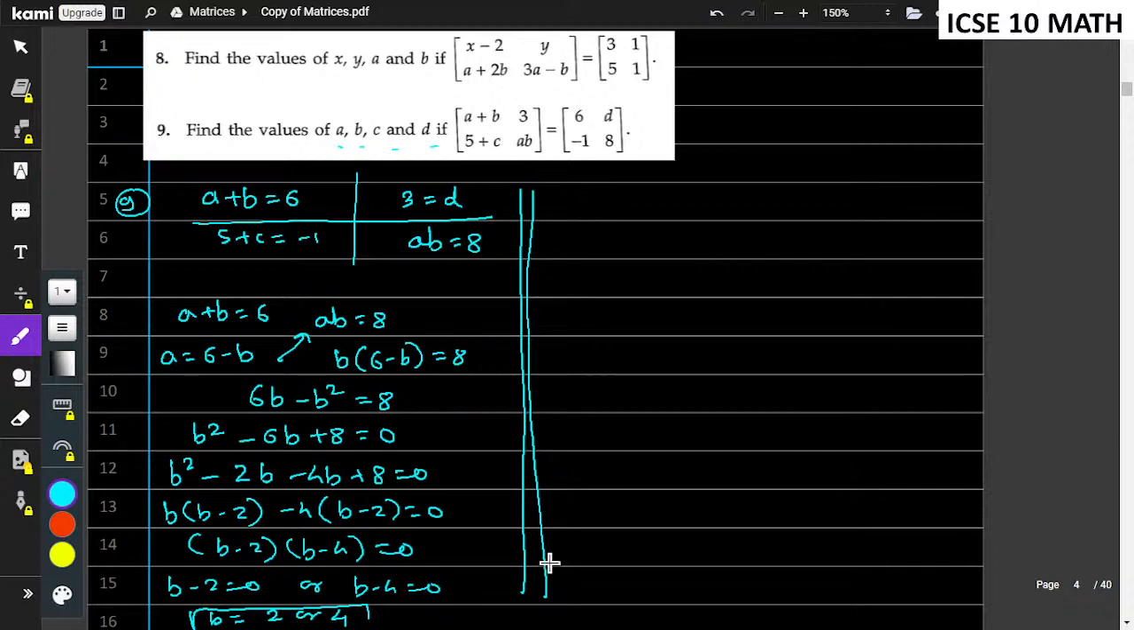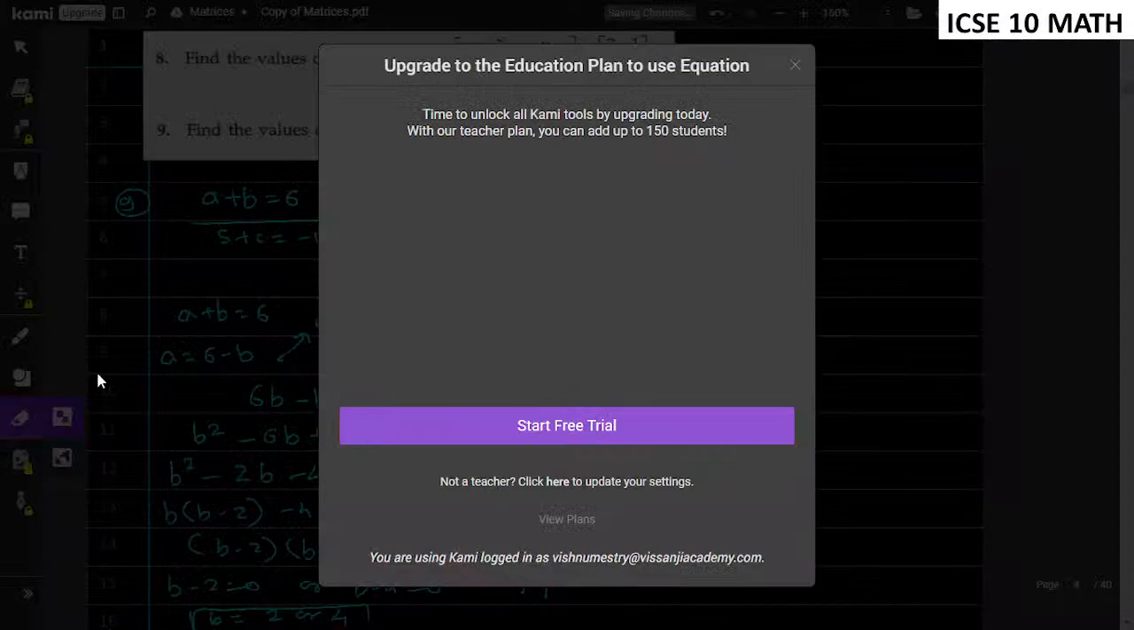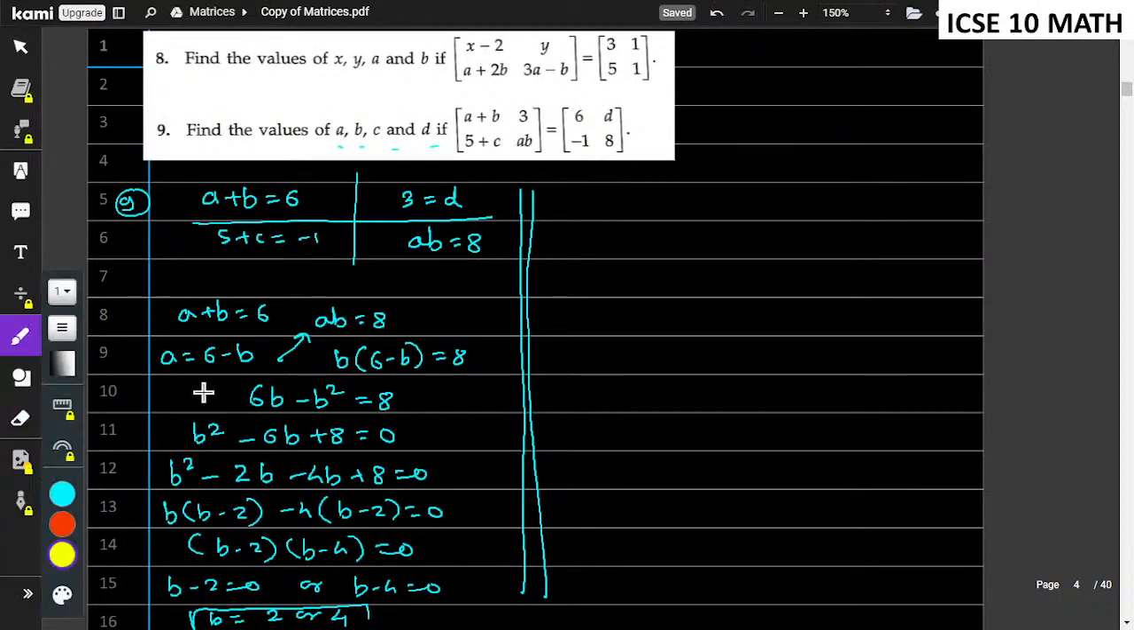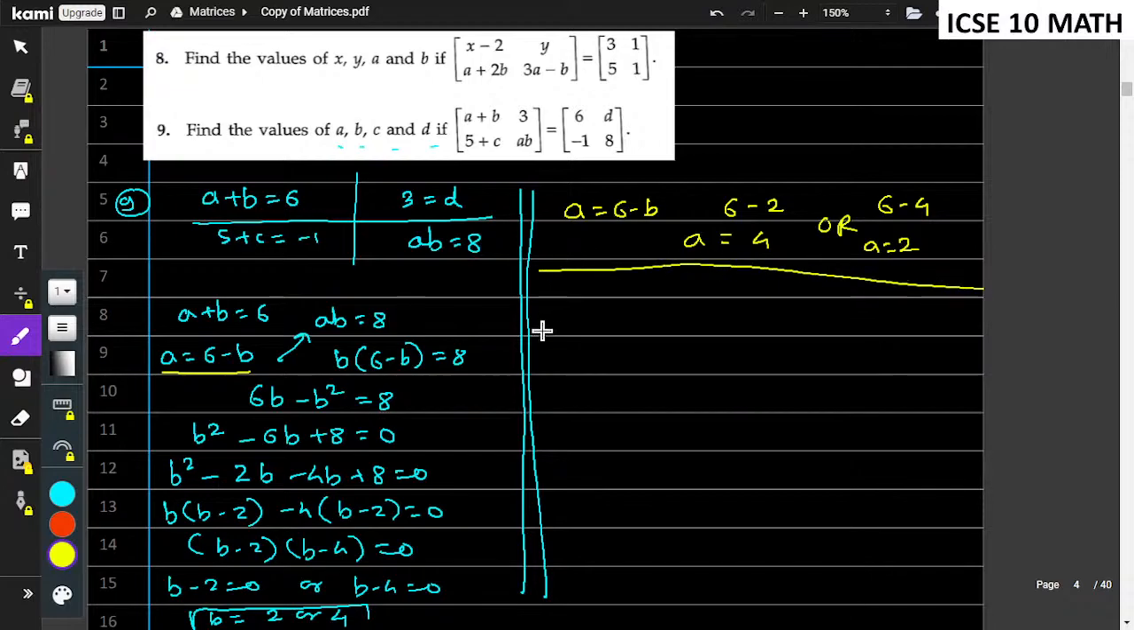Now that we got two values for b, let's find out value of a. So for a also we will be having two different values. A is, what is the formula? For a we have this formula, a is equal to 6 minus b. So if you substitute the values, 6 minus 2 and 6 minus 4, so we are getting two values, 4 and 2. a is equal to 4 or a is equal to 2. Alright, so we are done with a and b.